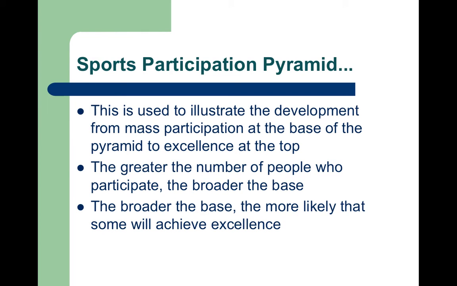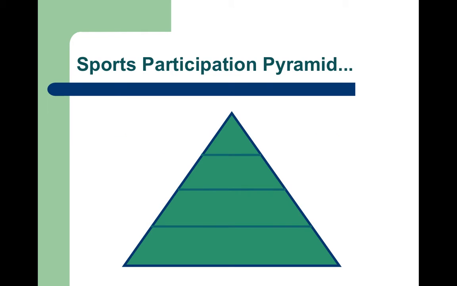And finally, the broader the base, the more likely some will achieve excellence. So if we did a pyramid for each particular sport, if you've got a really, really wide base at the bottom, the chances are there's going to be more people who filter through to the top who achieve excellence. But again, that's going to become more apparent as we look at the pyramid. So there's the pyramid itself.